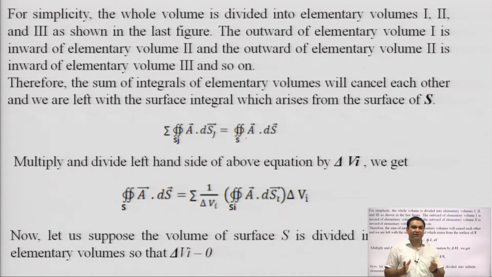A simple mathematics is drawn here in the form of multiplying and dividing the left hand side of this equation by delta Vi, and then we get that the double integral of A dot ds is equal to the sum of 1 upon delta Vi and the double integral of A dot ds, multiplied by delta Vi.